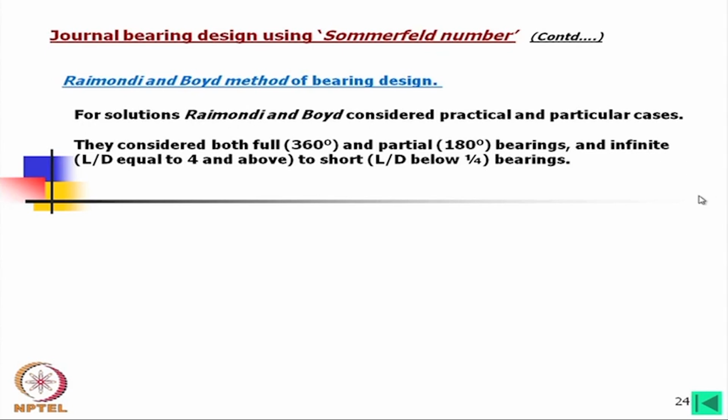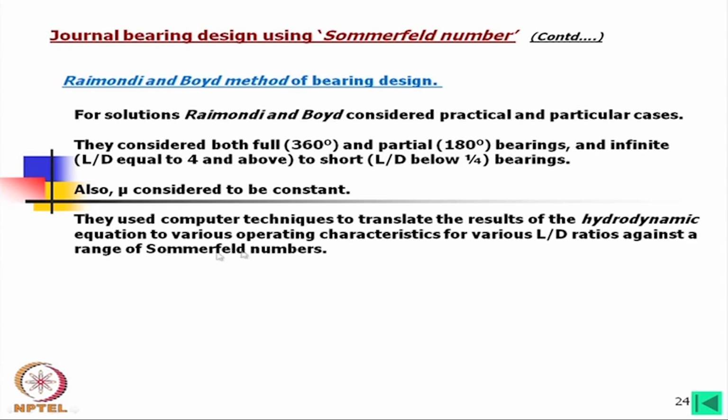They considered both full, that is 360 degree bearing, and partial 180 degree bearings, and infinite, that is L by D equal to 4 and above. L is the length of the bush, D is the diameter of the bush. If it is more than 4, it is called infinite. L by D below 1/4 is called short bearing, and mu they considered as a constant.